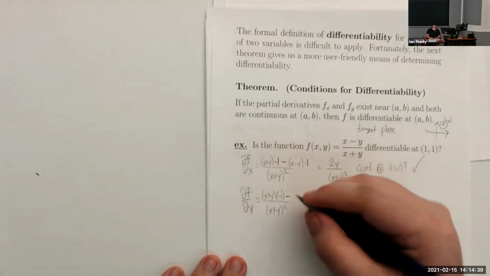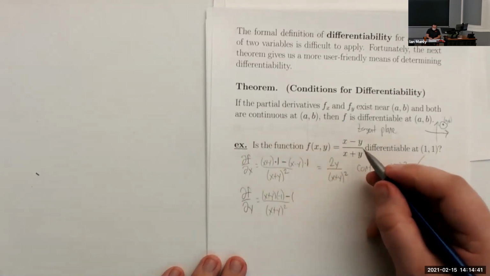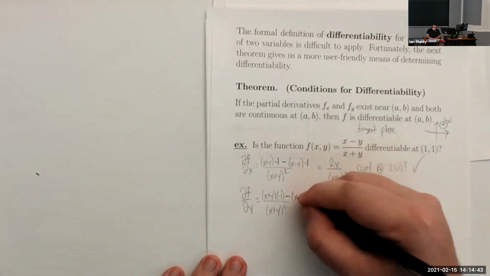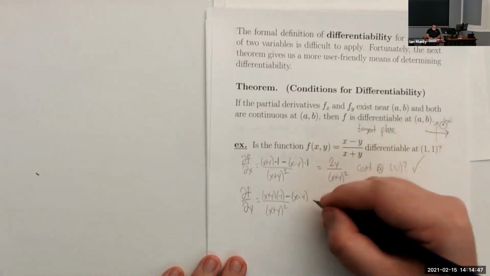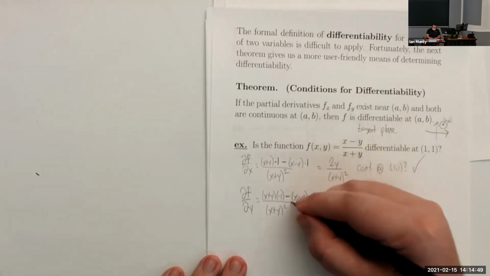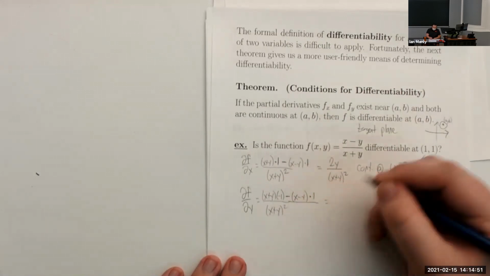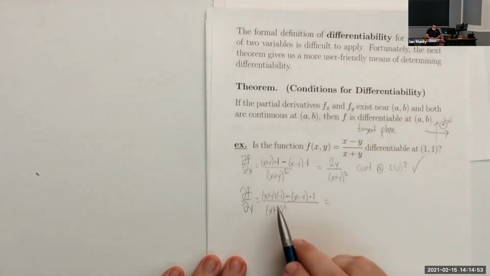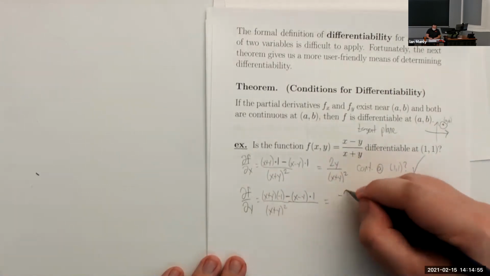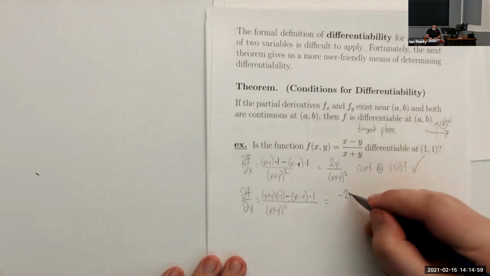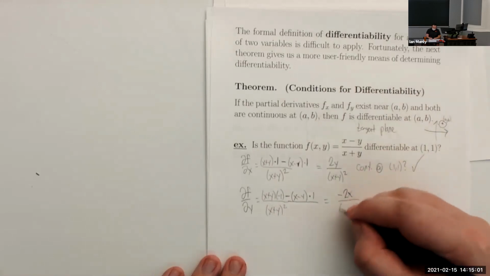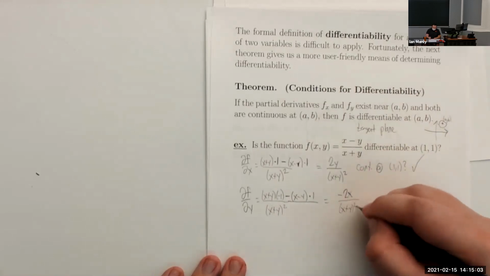Then we subtract. And we have the original top. And we take the derivative of the bottom, which is 1. All right, now if we simplify this right here, I think we're going to end up with negative 2x. Negative 2x over (x plus y) squared.